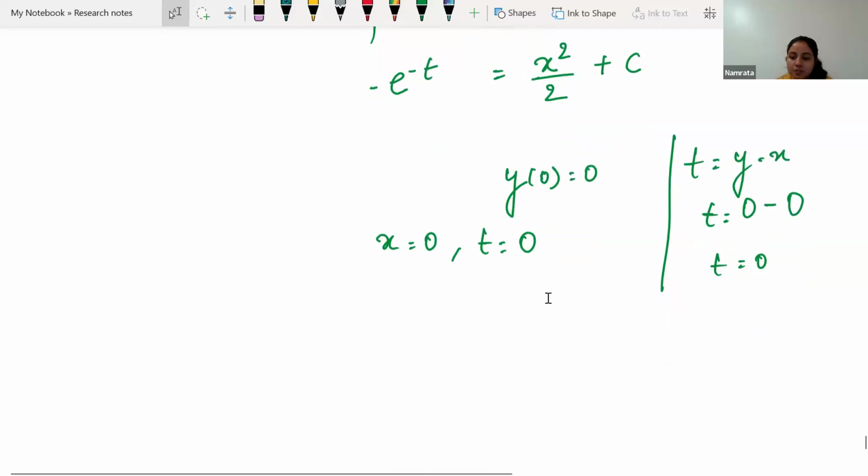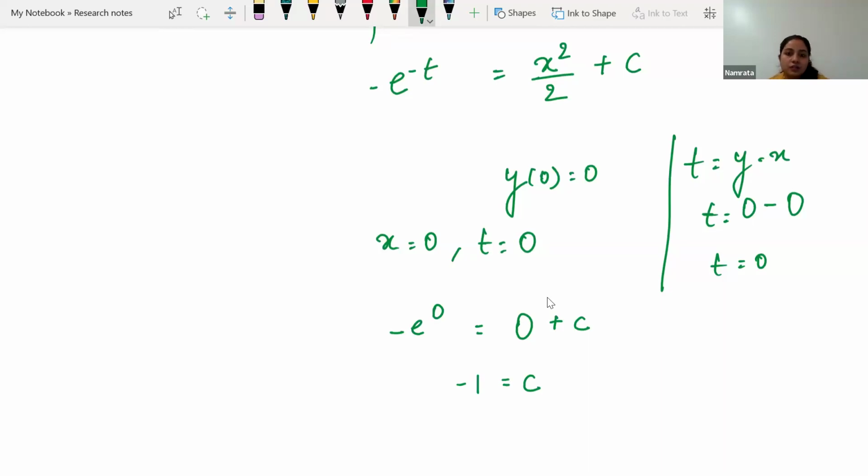Okay, so this is what we were having. Let's substitute the given condition. So we will be having minus e to the power t, which is 0, equal to 0 by 2, that is 0 only, plus c. So we are getting c equal to negative 1, right? e to the power 0 is 1, and the minus sign is in front of that. So we are having negative 1.